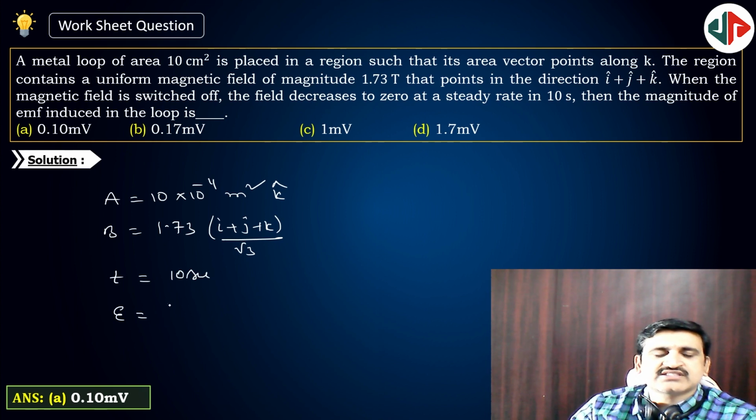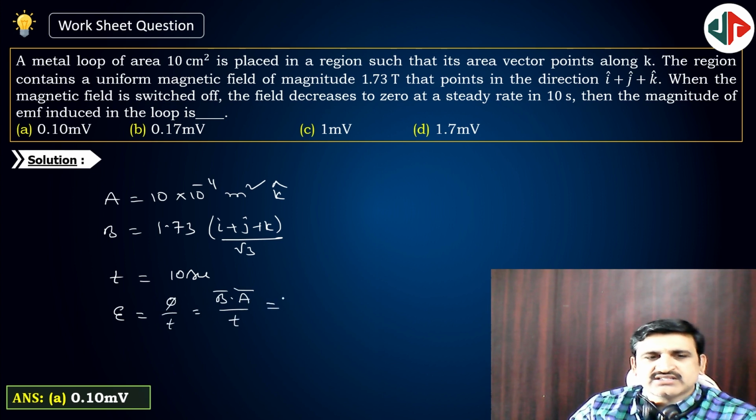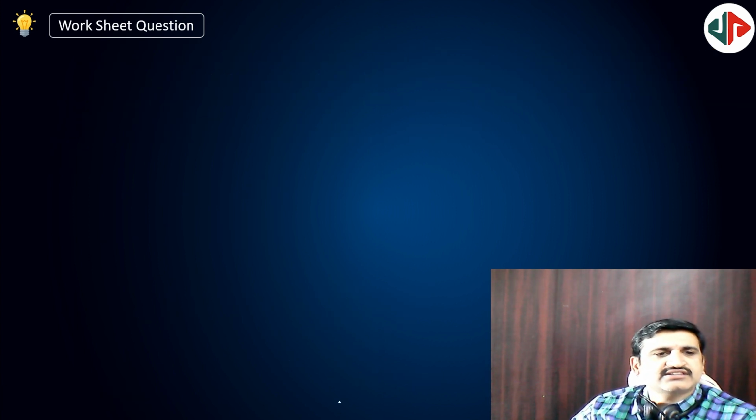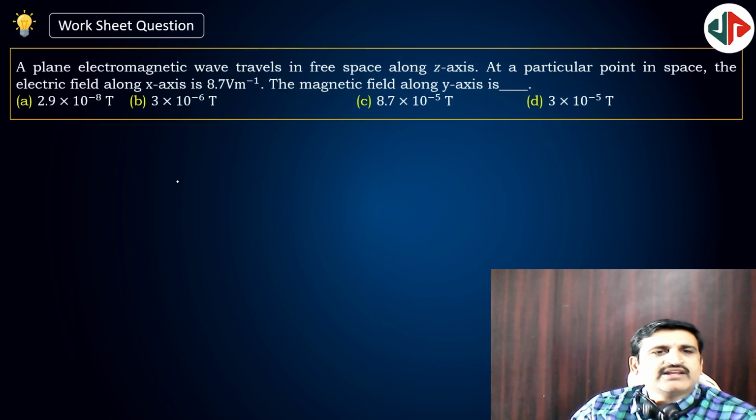Induced EMF is flux change by time. Flux is equal to B bar dot A bar by T, and B bar dot A bar is dot product of this. Here it is K, and K only will come. So 10 into 10 to the power of minus 4 into 1.73 by root 3 by T is equal to 10. 10 will go, and root 3 will go. So 10 power minus 4, which is nothing but 0.1 millivolt. So option A, yes.